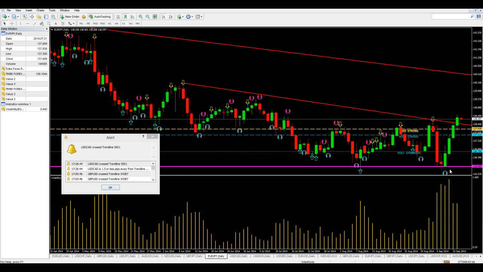Okay. Euro yen also, we've got to buy. We've got to buy off this trend line here. We're going to buy at 138.05. So buy at 138.05.